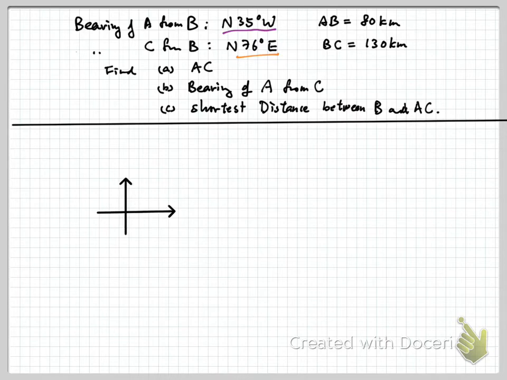Point A will be north 35 degrees west. 35 is a rather small angle, so I guess point A will be here. This is point B, the center of everything, and this purple angle is 35 degrees. What else do we know? We know point C is 130 kilometers away, but it's much longer than BA.